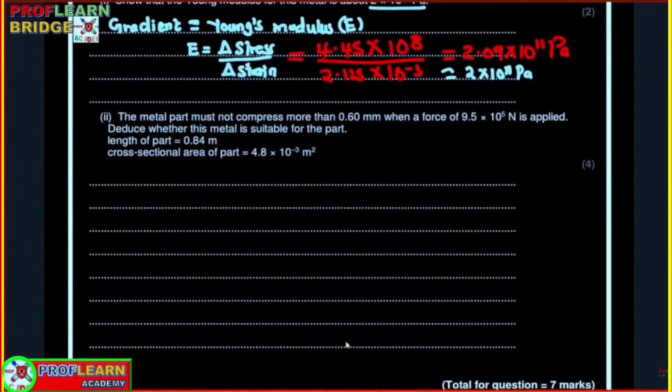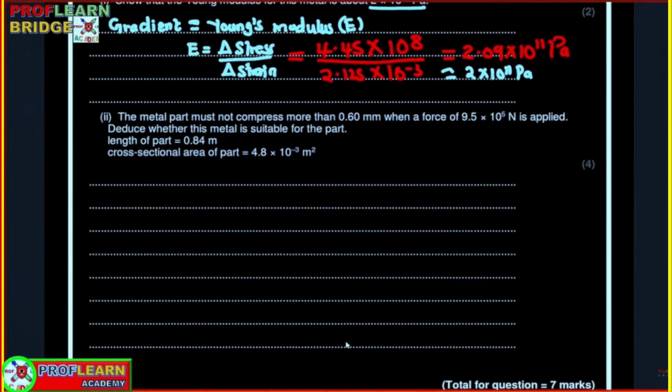And in Roman 2, we are told the metal part must not compress more than 0.6 millimeters when a force of 9.5 times 10 to the power 5 is applied. That's the condition. Then we're supposed to deduce whether this metal is suitable for the part. The metal length is 0.84 meters and the cross-section area is 4.8 times 10 raised to the power negative 3.